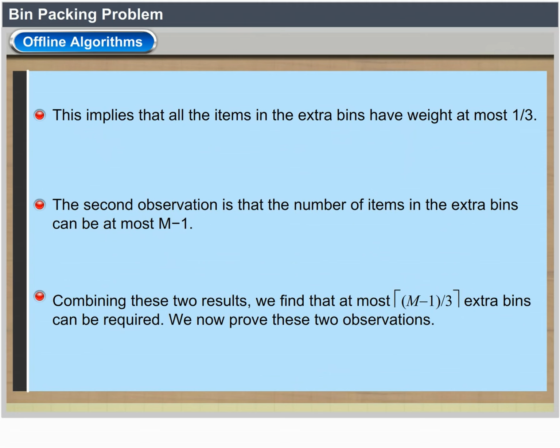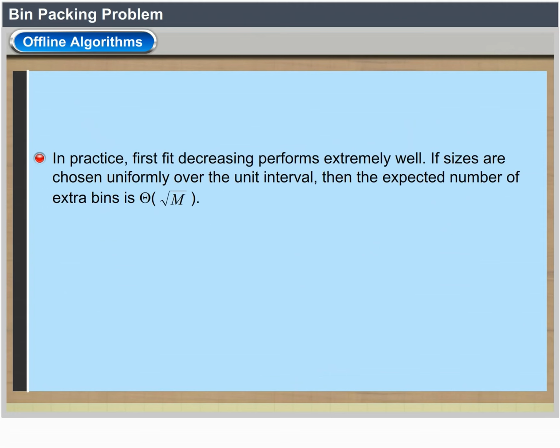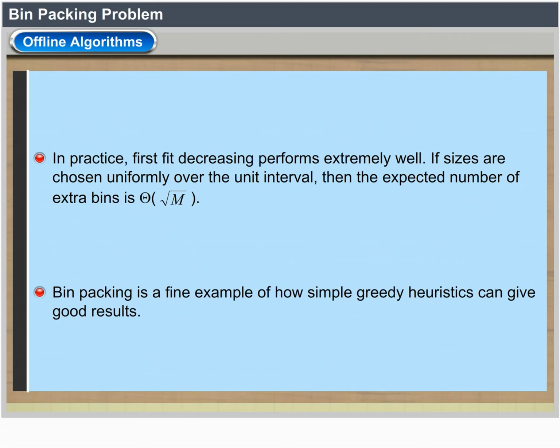In practice, first fit decreasing performs extremely well. If sizes are chosen uniformly over the unit interval, then the expected number of extra bins is big theta of square root of m. Bin packing is a fine example of how simple greedy heuristics can give good results.